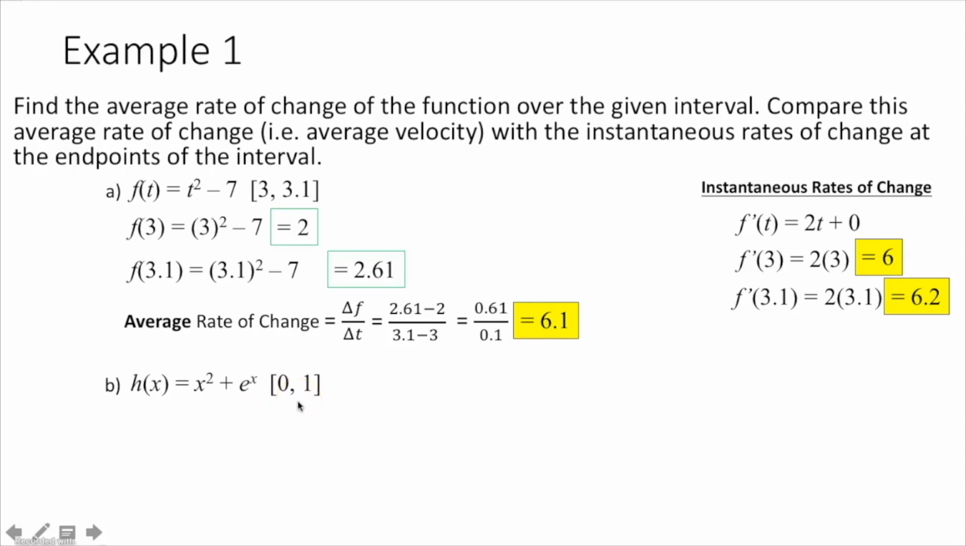Here, we have our new position function h of x, and we have our interval right here. So the first thing we're going to do is find the average rate of change, but we need to find our y values or position of our graph at these given endpoints. So we're going to plug in 0 for x, and we end up getting 1. If we plug in 1 for x, we end up getting approximately 3.718.